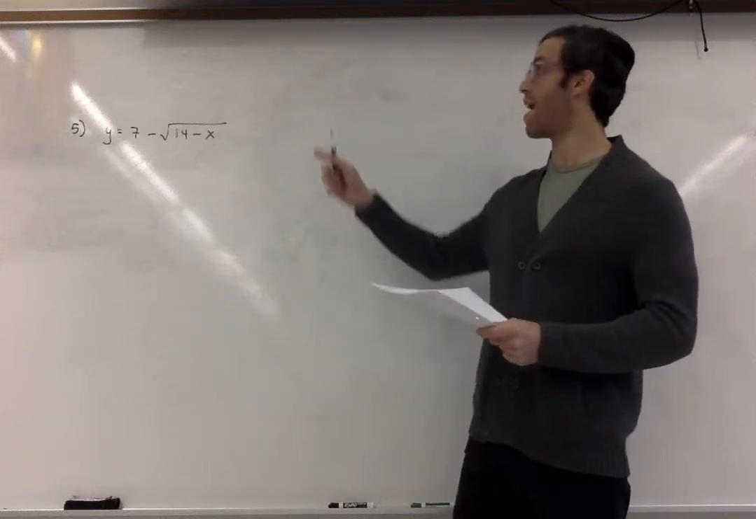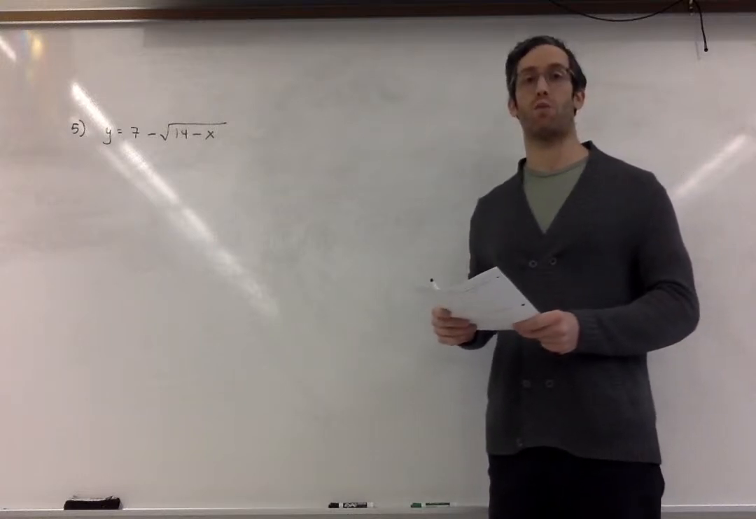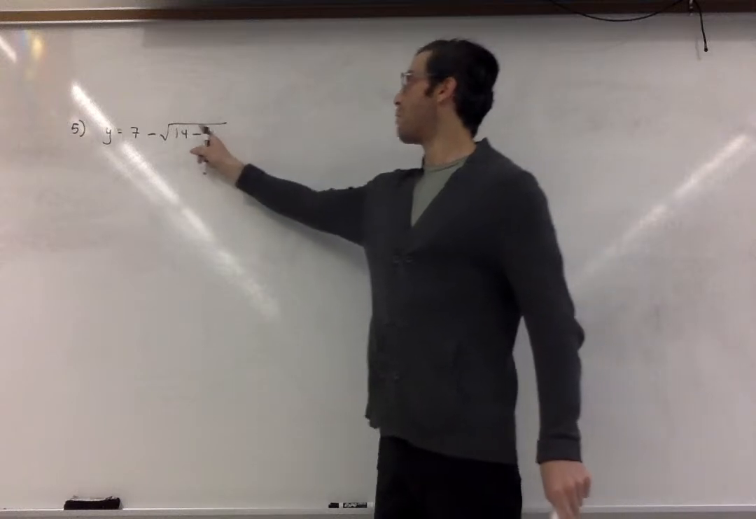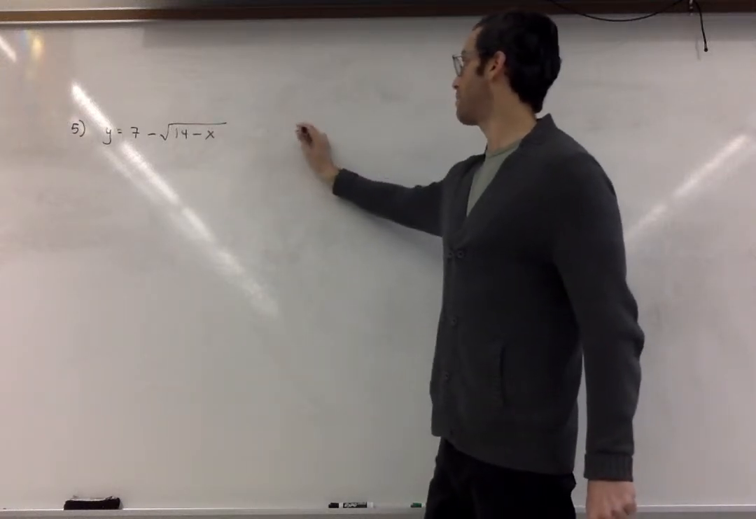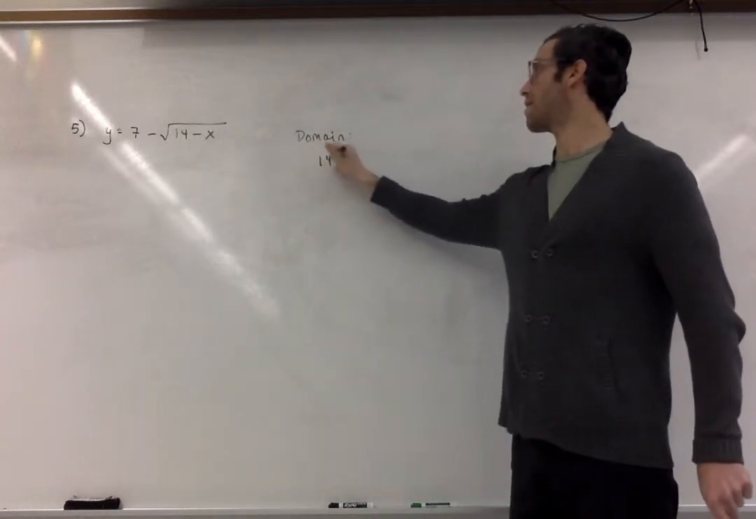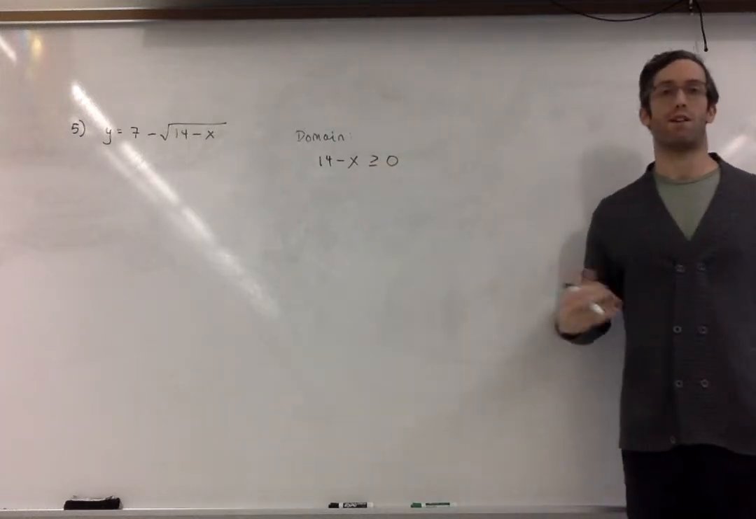All right, first one, number 5. You're asked for the domain of this and also whether the function is one-to-one. For a square root function, the domain is based on what's under the square root. If you set what's under the square root to be greater than or equal to 0 and solve that equation, you'll have your domain.